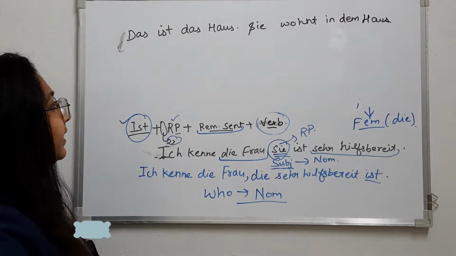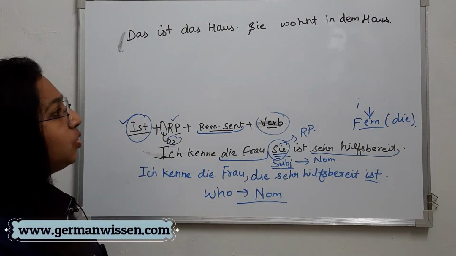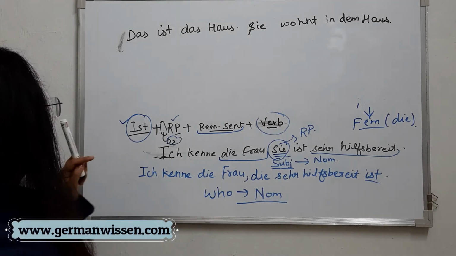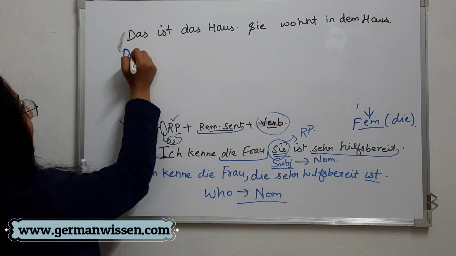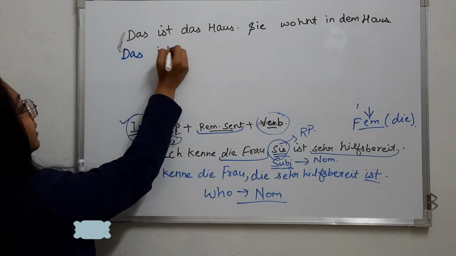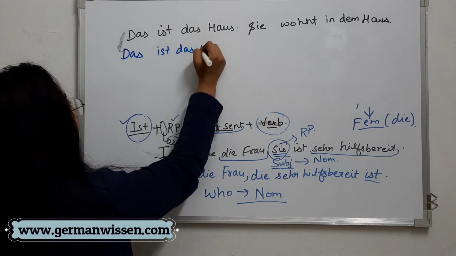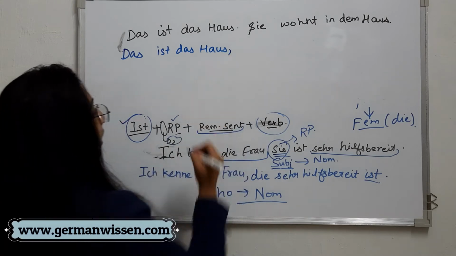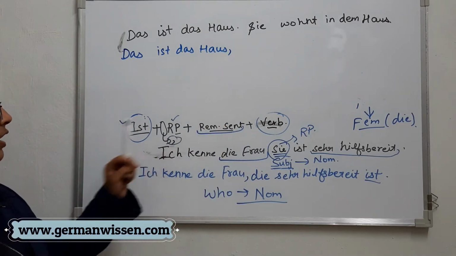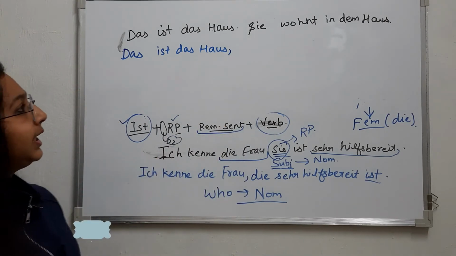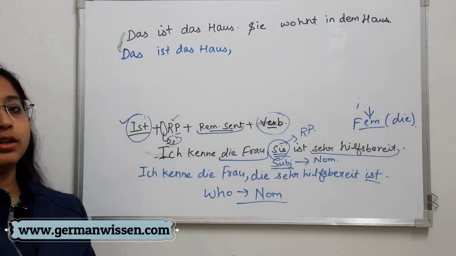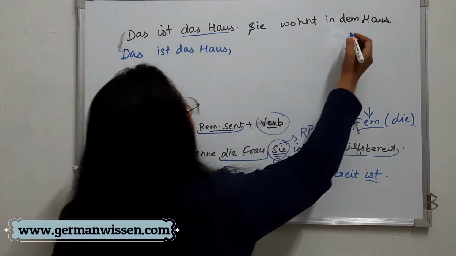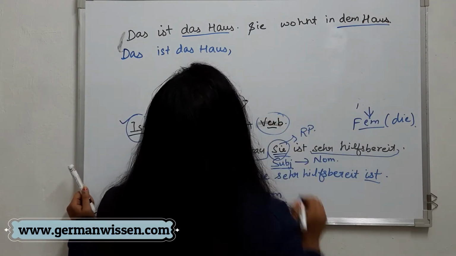Okay, two different sentences. Now, how can we join these sentences? Let's see. As per the rule, we have to write the first sentence as it is: Das ist das Haus. Then put a comma. And then we have to write the relative pronomen. Now check, what is the repeated one here? Yes, the repeated one is das Haus, and here we are writing in dem Haus.